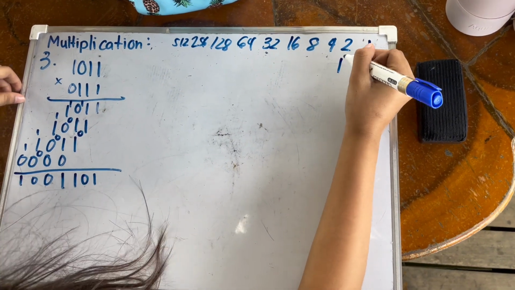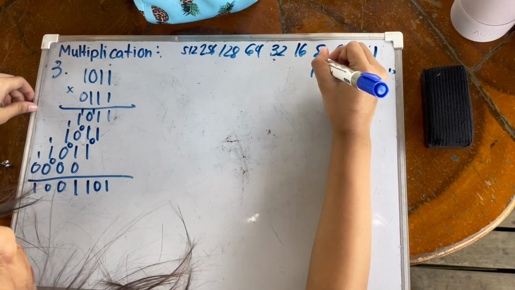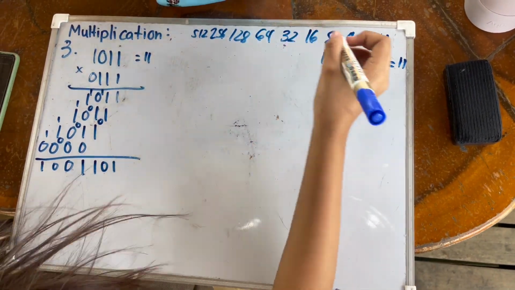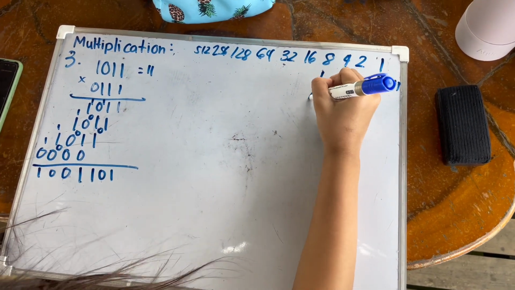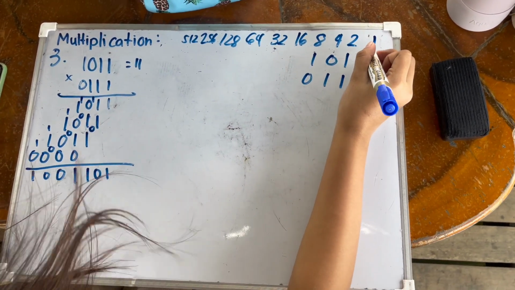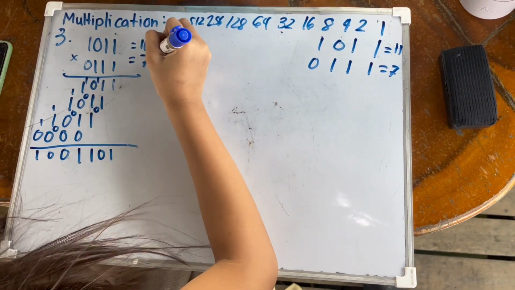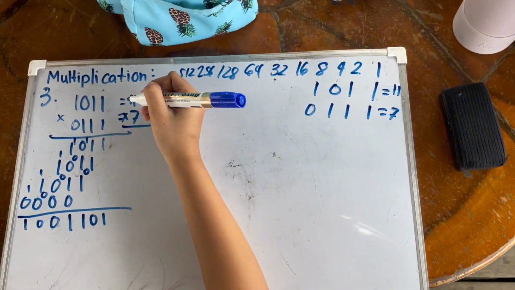As soon as you finish adding everything, you may now do the checking to see if your answer really is correct. Now starting from the right, 1101, the multiplicand, is equal to 11 because 8 plus 2 is 10, and plus 1, that's 11. The multiplier is 0111, and you'll be starting at the right. It's equal to 7 because 4 plus 2 is 6, plus 1 is 7.